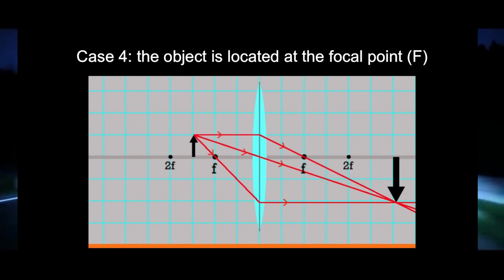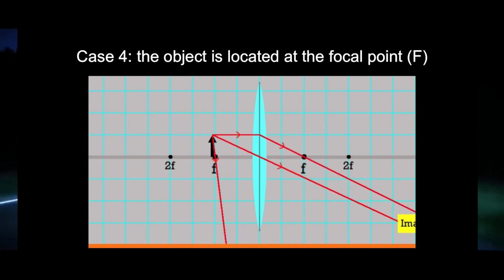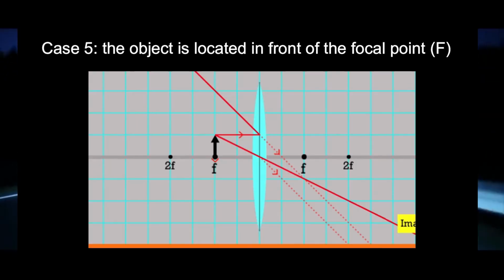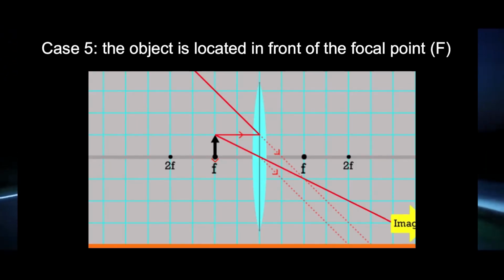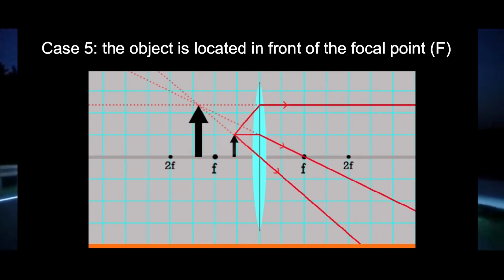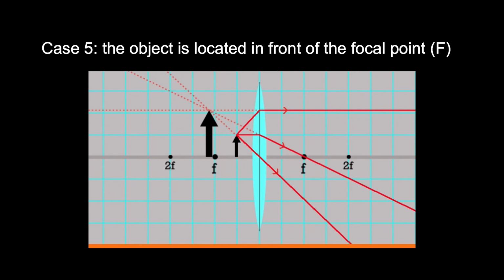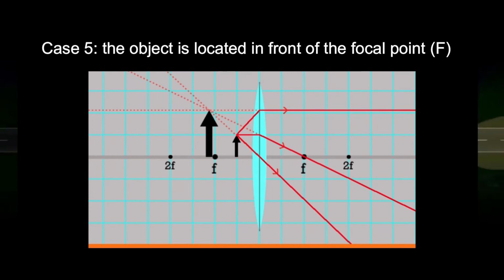Case 4. The object is located at the focal point. Therefore, there is no image formed. Case 5. The object is located somewhere on the same side of the lens as the object. Its orientation is upright. The size is enlarged and the type of image produced is virtual.